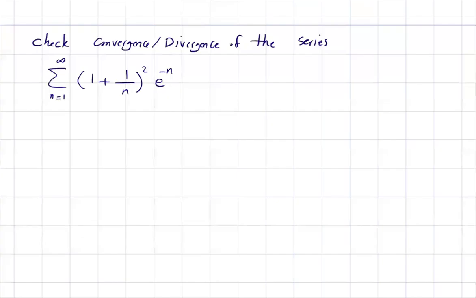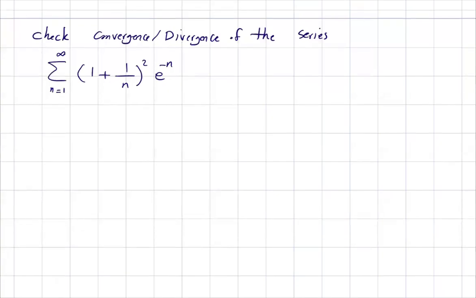Our goal is to check the convergence and divergence of the following series, the summation of 1 plus 1 over n to power 2 e to power negative n. So it's easier for me to use limit comparison test here. Why is that?